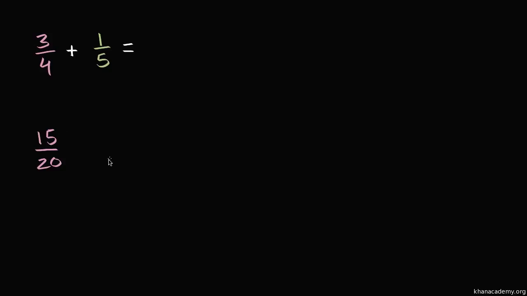And over here, 1/5, what is that over 20? To go from 5 to 20, you have to multiply by 4, so I have to do the same thing to the numerator: 1 times 4 to get 4/20. So now I've rewritten this. Instead of 3/4 plus 1/5, it's now written as 15/20 plus 4/20. And what is that going to be? That's 15 plus 4, which is 19/20, and we're done.